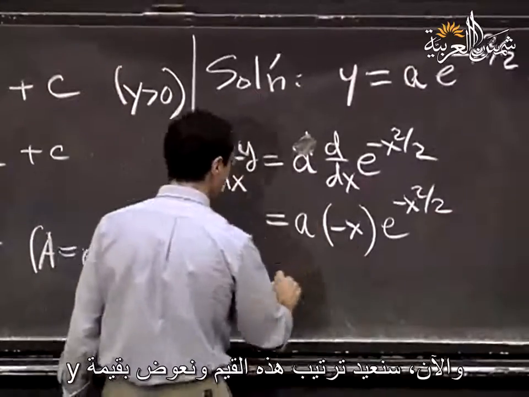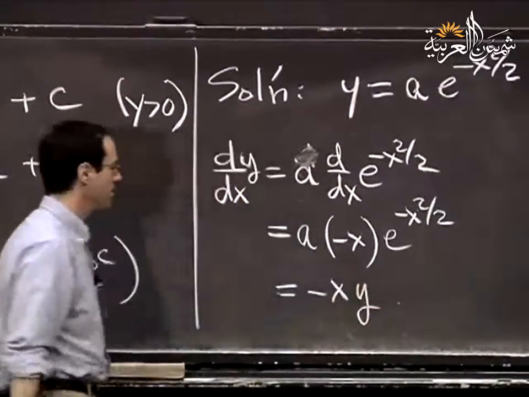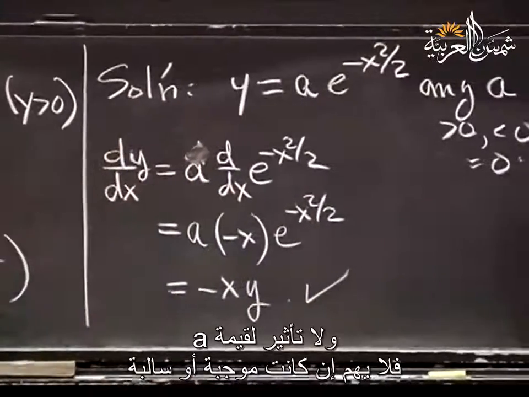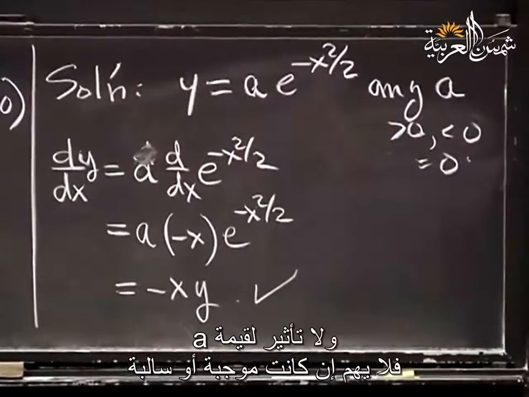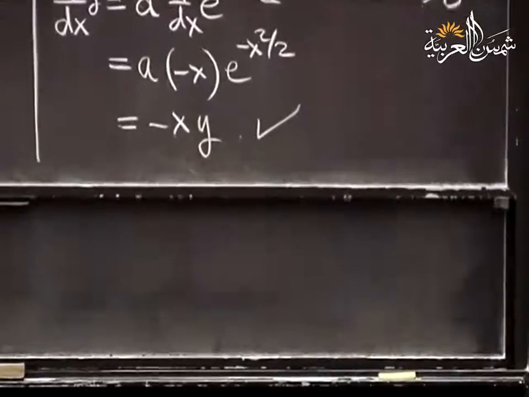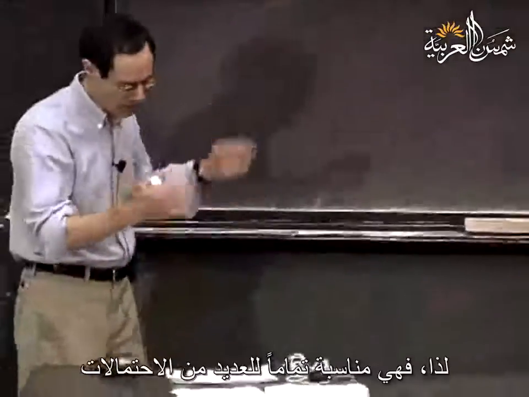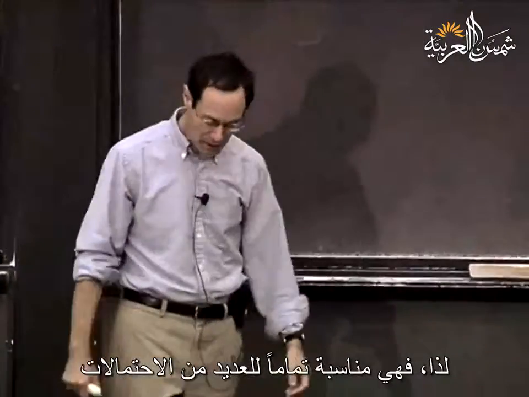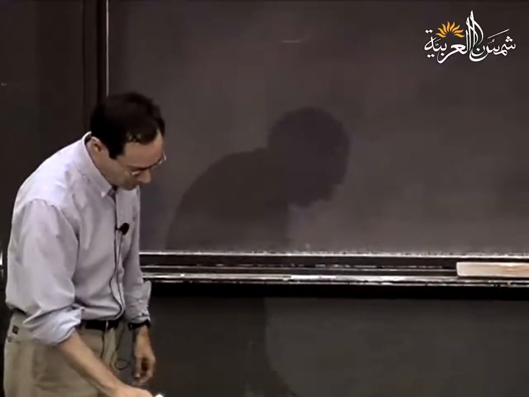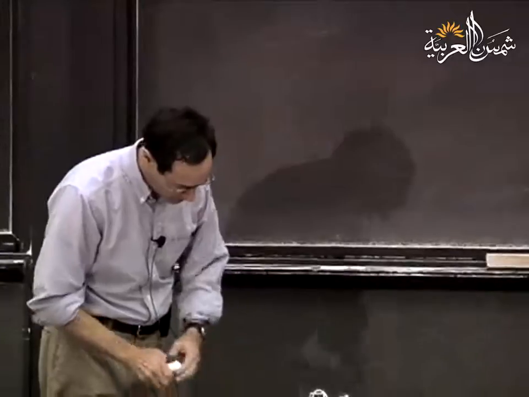And now you just rearrange that. That's minus x times y. All right, so it does check. These are solutions to the equation. The a didn't matter. It didn't matter whether it was positive or negative. This function is known as the normal distribution, so it fits beautifully with a lot of probability and a probabilistic interpretation of quantum mechanics. This is sort of where the particle is. All right.